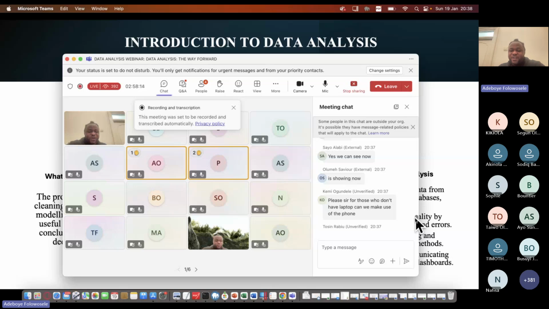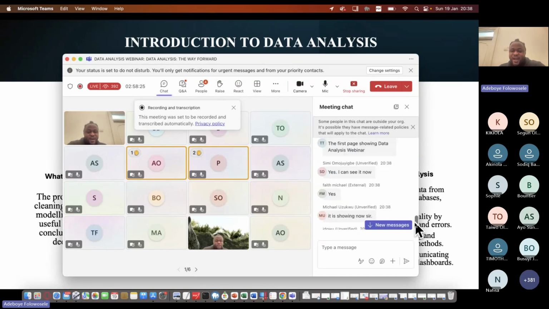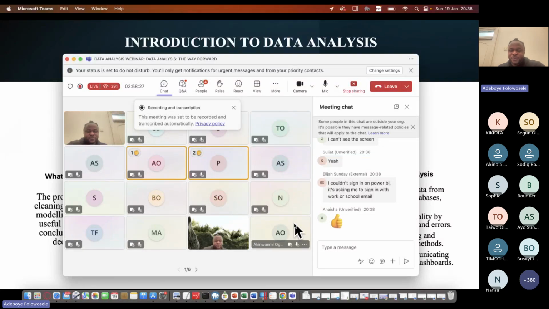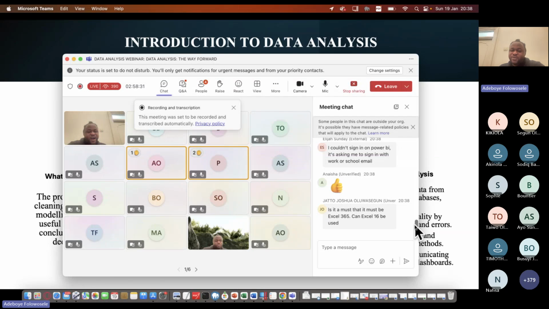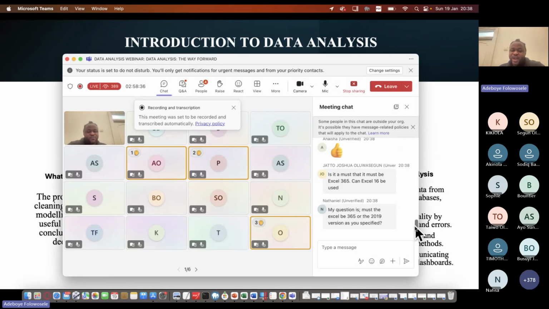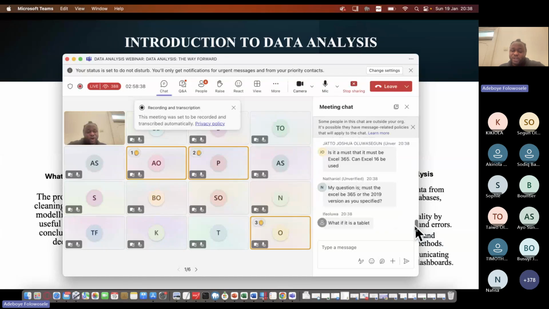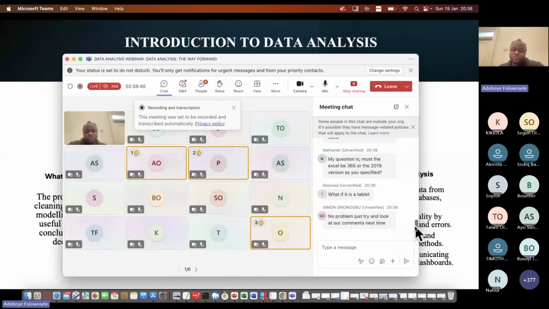For those who don't have a laptop, can we make use of the phone? No, you can't make use of the phone, please. You can only make use of a laptop. I couldn't sign in on Power BI. You should download Power BI Desktop. It's not compulsory that the Excel should be 365. It could be Excel 2019. I don't know about tablets, but tablets will not work.